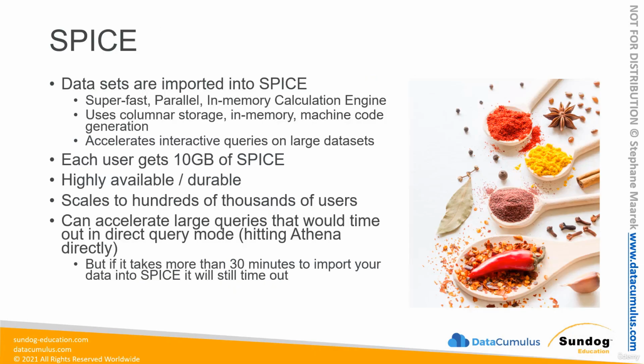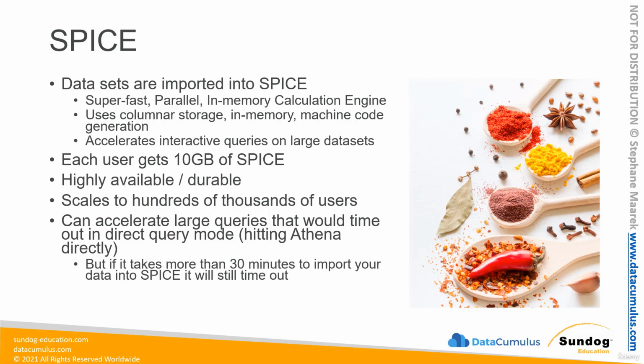An important piece of QuickSight is Spice, and this is the trick that it uses for accelerating its queries. Spice stands for Super Fast Parallel In-Memory Calculation Engine. So it's a way of copying your data from Athena into a more optimized format that leads to faster queries from QuickSight. The idea is that it uses columnar storage, in-memory access, and machine code generation to accelerate your interactive queries on very large data sets.